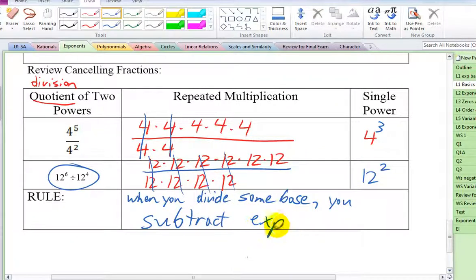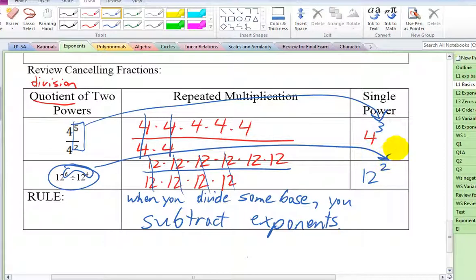That way, you're canceling. So here we have a 5 and a 2, and then when we're done over here as a single power, we have a 3. So we can take a shortcut. Just like 6 and 4, if you subtract them, you will get a 2. Okay.